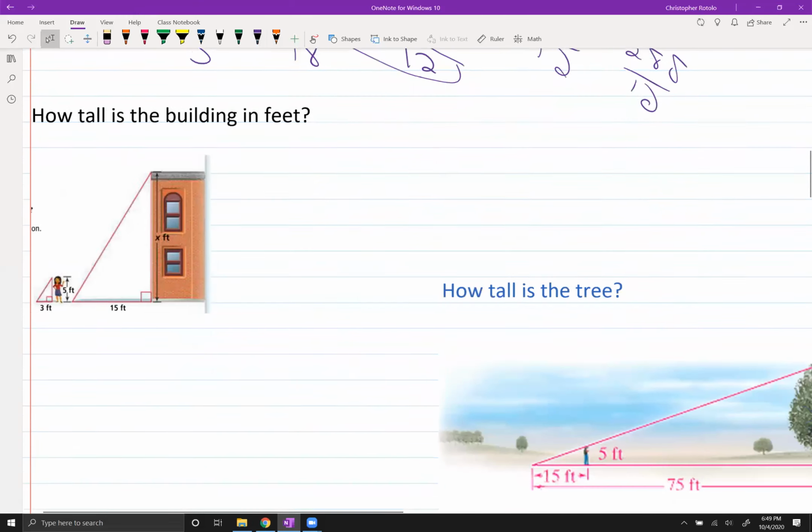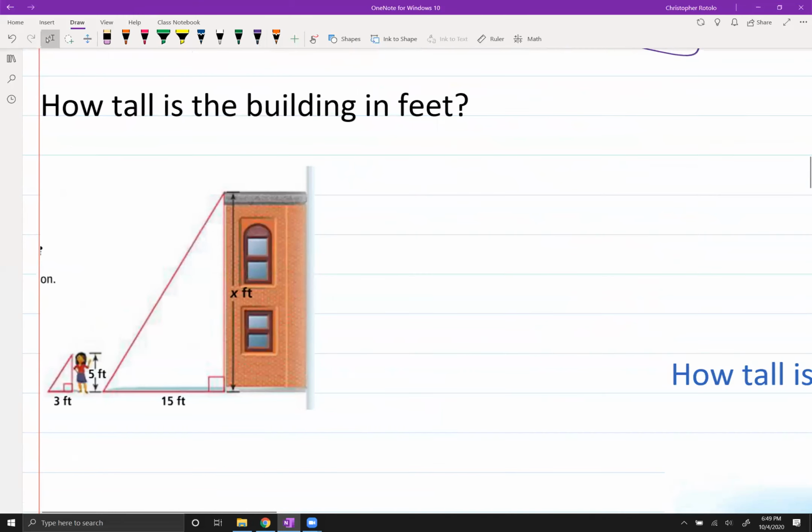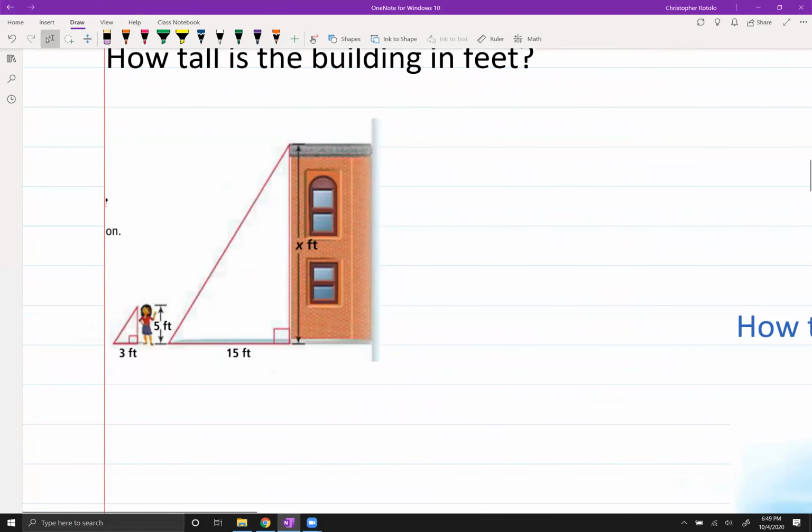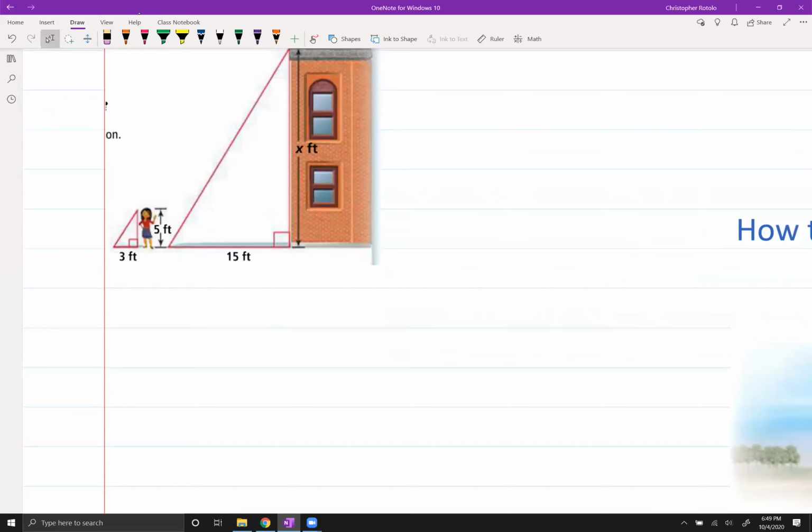All right, so how tall is the building? Let's zoom this in and see what's going on. All right, so here's what we have. Maybe we're working with a shadow, it looks like. Okay, so we have for the person versus the building. Okay, so now that I know the person is 5 feet tall, the building is x feet tall. The shadow is for the person 3 feet versus 15 feet.